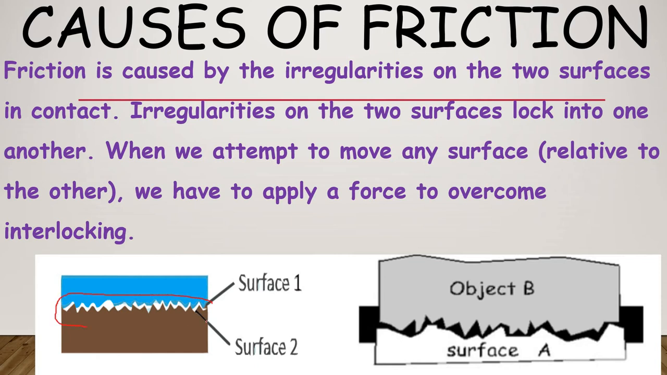See, there are two surfaces, one is shown in blue color, the other one is shown in brown color. The blue color surface has some irregularities which are shown as white, and this brown color. Okay, so when these two surfaces come in contact, the ups and downs or the irregularities get interlocked. They lock into each other. Okay, so when we attempt to move any surface, we have to apply force to overcome this interlocking. So the reason for friction is due to the interlocking of the irregularities on both the surfaces.